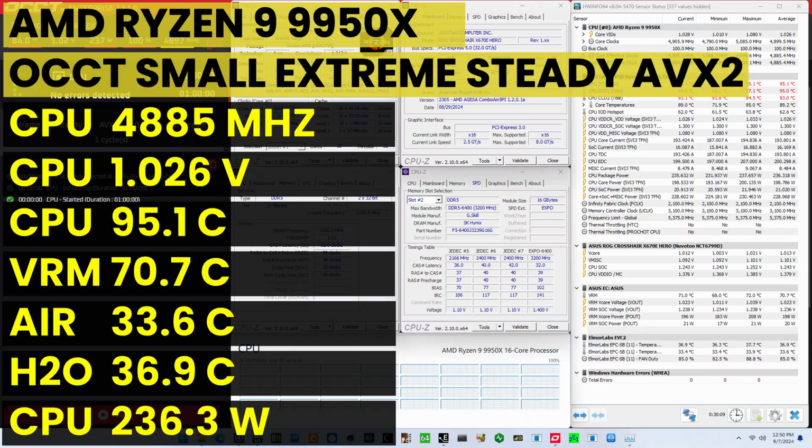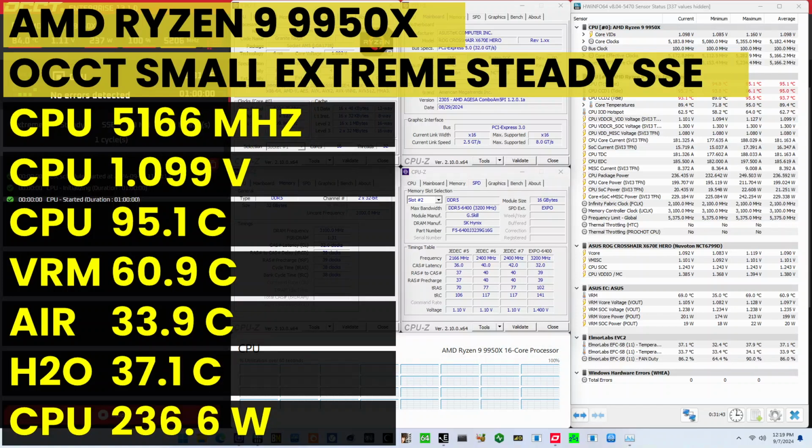When running the OCCT CPU AVX2 stability test, the average CPU core effective clock is 4885 MHz with 1.026 volts. The average CPU temperature is 95.1 degrees Celsius. The average CPU package power is 236.3 watts.